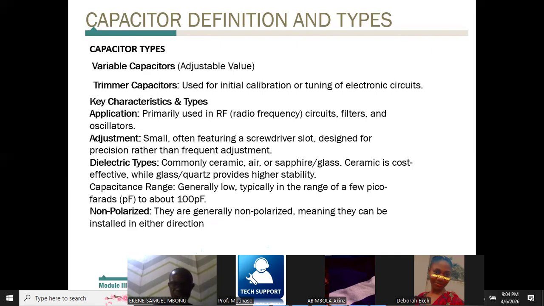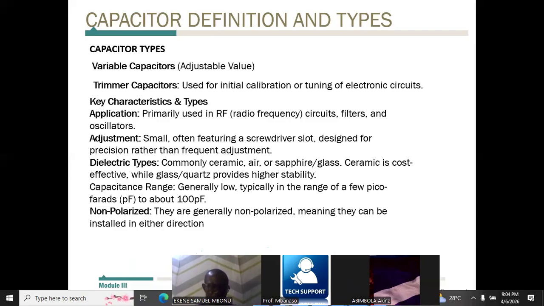The trimmer capacitors, the key characteristics: they are applied primarily in radio frequency circuits, filters, and oscillators. Adjustments often feature a screwdriver slot, designed for precision rather than frequent adjustment. Dielectric types are commonly ceramic, air, or glass. The capacitance can range from a few picofarad to about 100 picofarad. They are non-polarized.